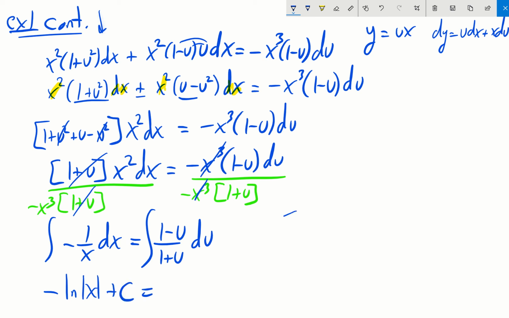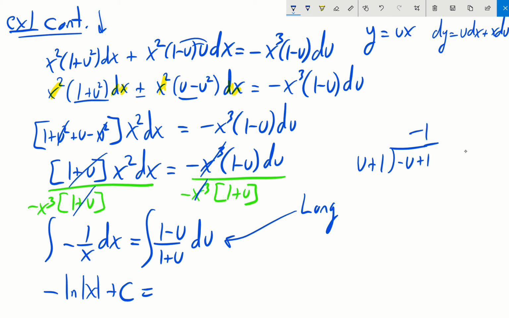It's equal to, now this is a fun one, something we haven't seen yet in our class. To integrate this rational function, notice that it's not in proper form because the degree of the numerator is at least equal to the degree of the denominator. So you have to do a long division on this, or you could do synthetic division. But I need to actually divide u plus 1 into negative u plus 1. So actually do long division, take the denominator, divide it into the numerator.